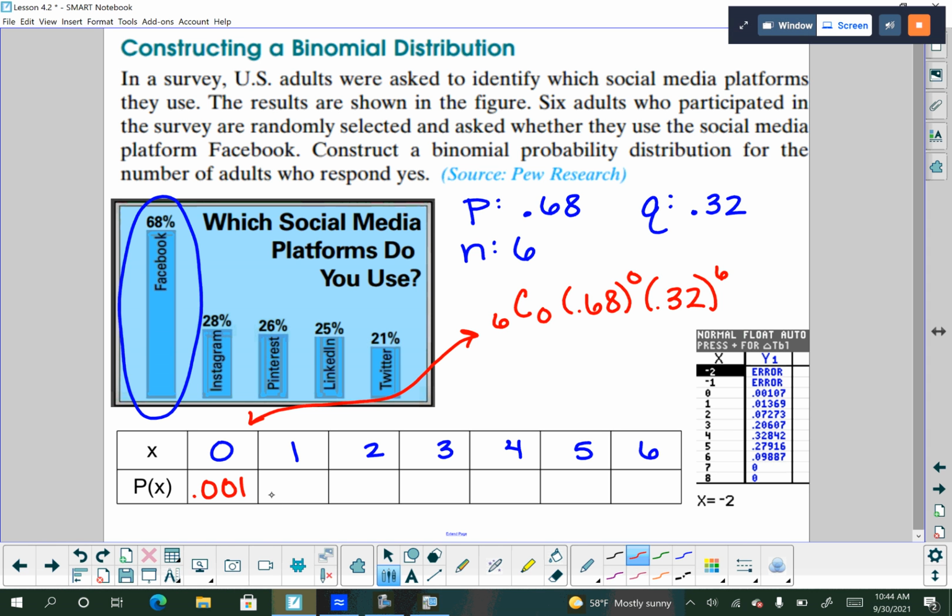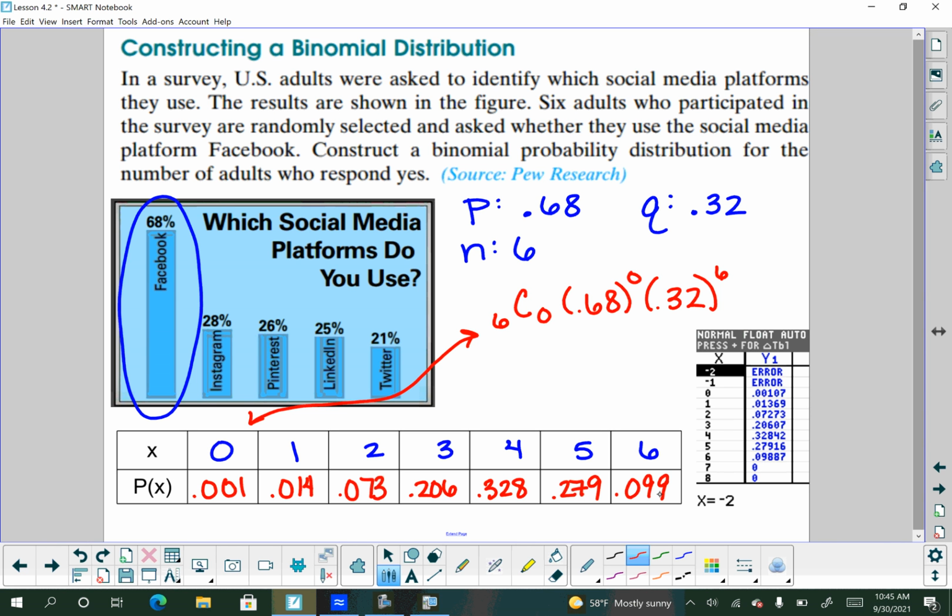What do we have? 0.014, 0.073, 0.206, 0.328, 0.279, 0.099. And what do all probability distribution tables add to? 1. So you can double check it that way as well. Okay, good. Questions?